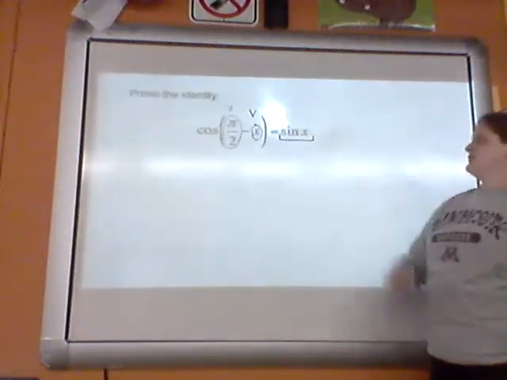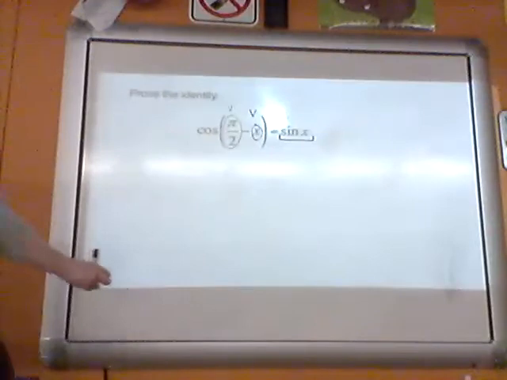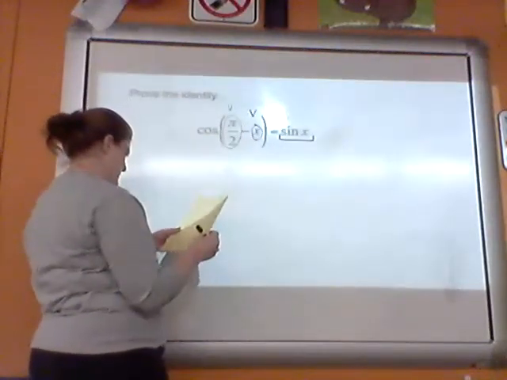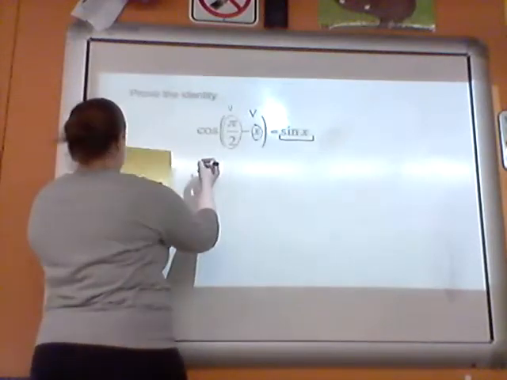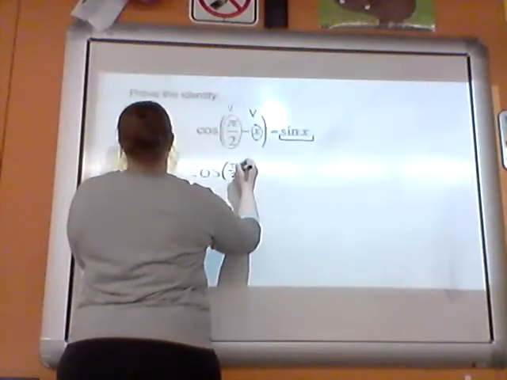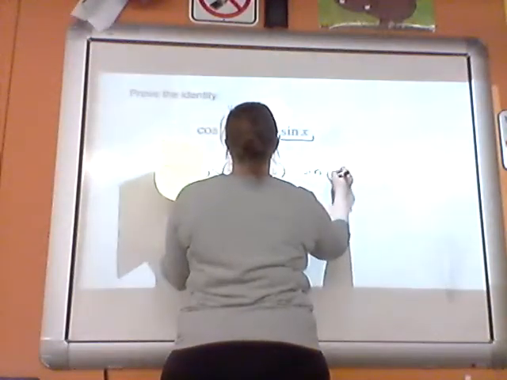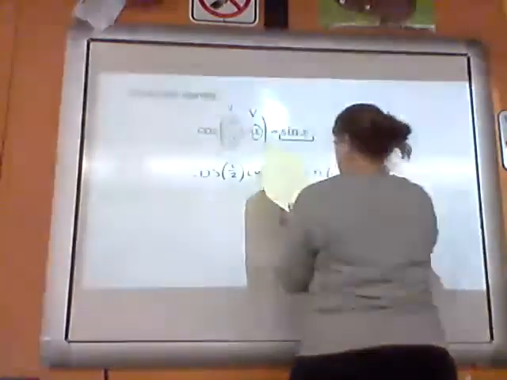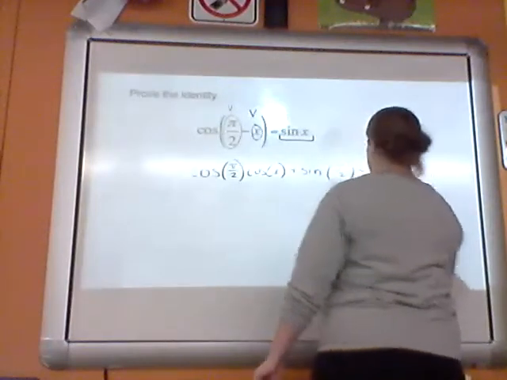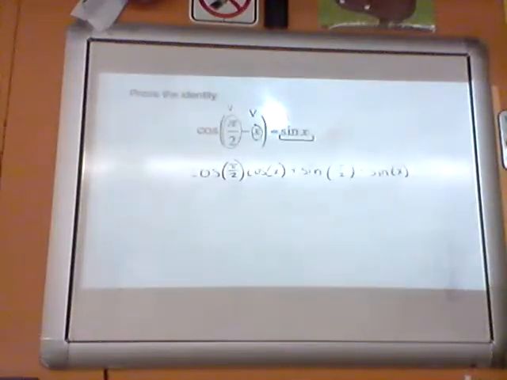And we're going to try to make it eventually just simplify to be sine. It's going to be great, guys. So, looking at our identity of cosine subtracting two pieces, that's cosine of u times cosine of v, plus sine of u times sine of v. Okay.